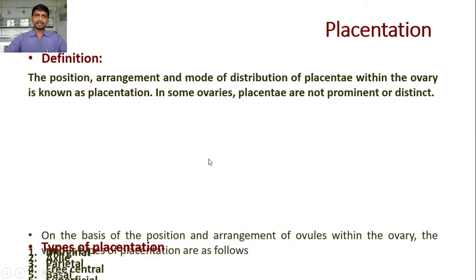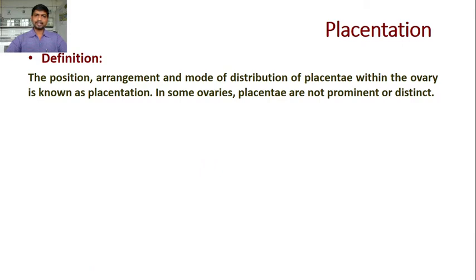It is the position, arrangement and mode of distribution of placentae within the ovary. Whatever the ovary, it is monocarpellary, bicarpellary or polycarpellary. It is syncarpous or apocarpous. So in such type of ovary, the position, arrangement and mode of distribution of placentae has been studied within the ovary, which is known as the placentation. So placentation is the position, arrangement and mode of distribution of placentae within the ovary.